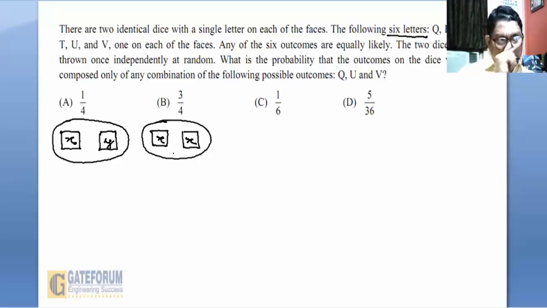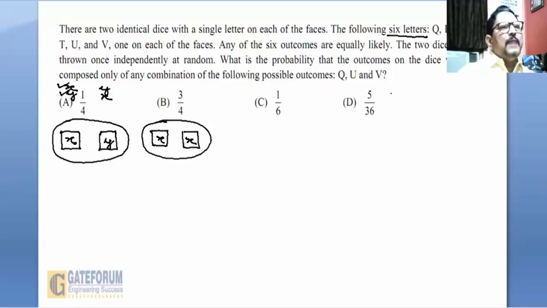Now we must also understand one thing, that because these 2 die are independent, the throwing of these 2 die are independent of each other. So X falling on the first and Y falling on the second, and Y falling on the first and X falling on the second are 2 different cases, right? You must understand that also.